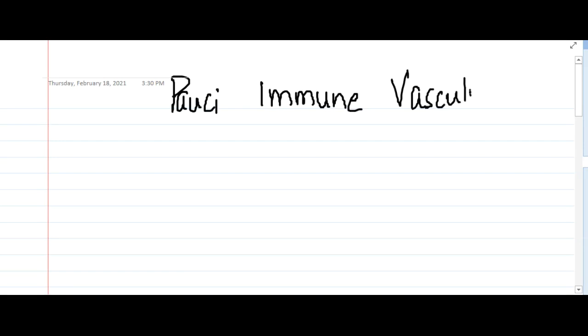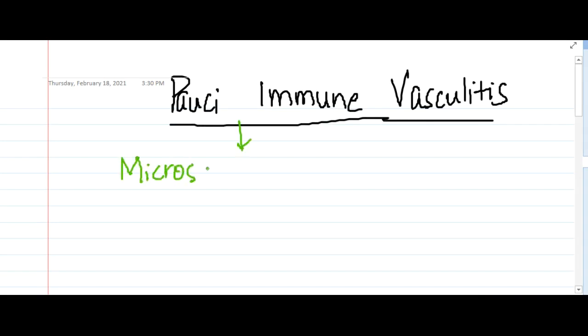Hello friends, let us now learn some important points about pauci-immune vasculitis. Pauci-immune vasculitis is of three types. The first type is microscopic polyangiitis.